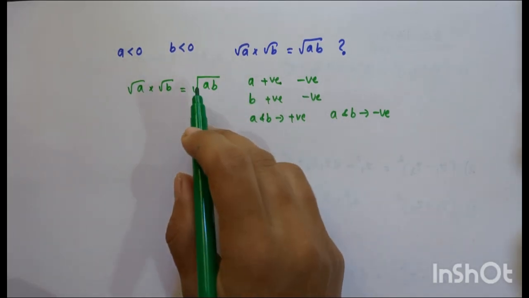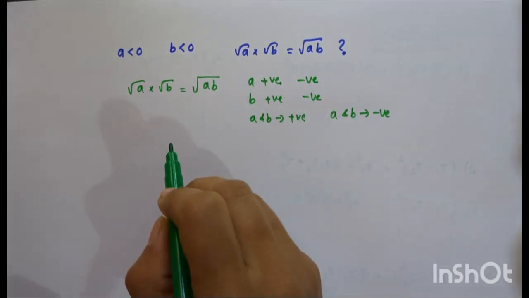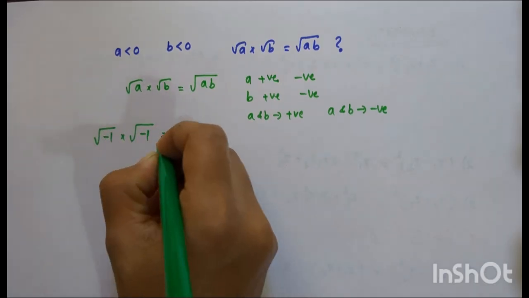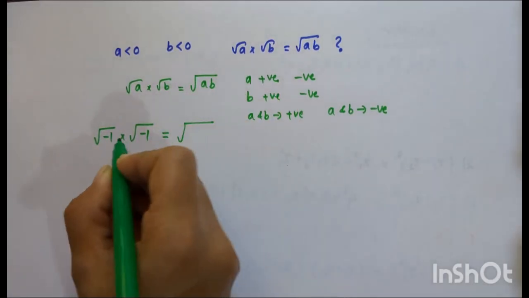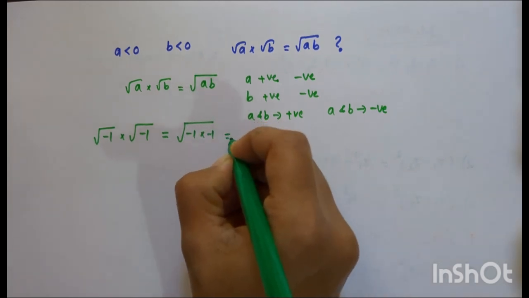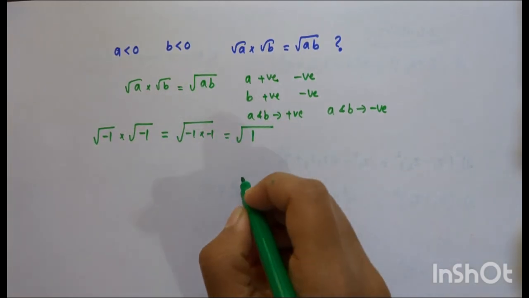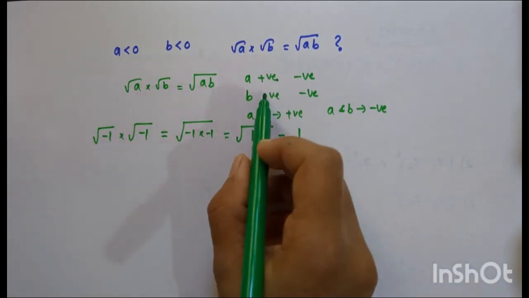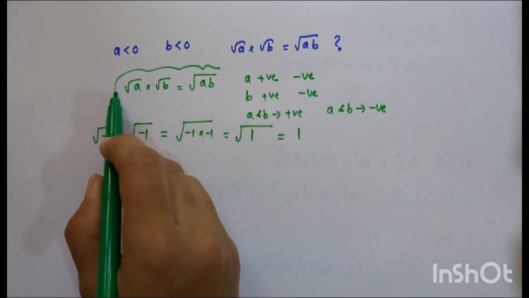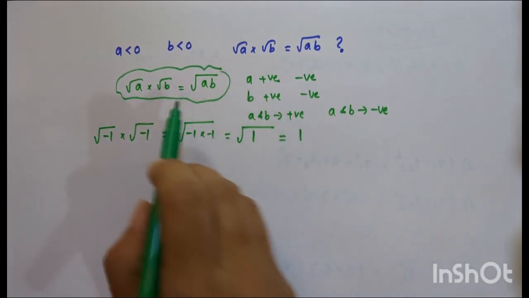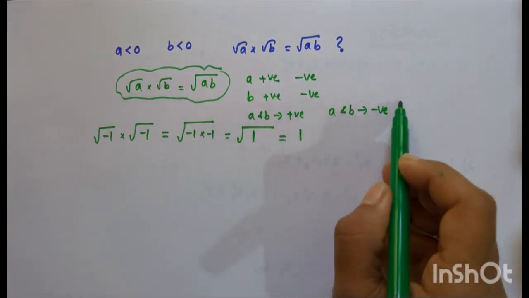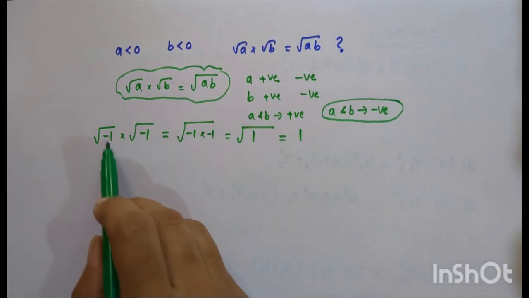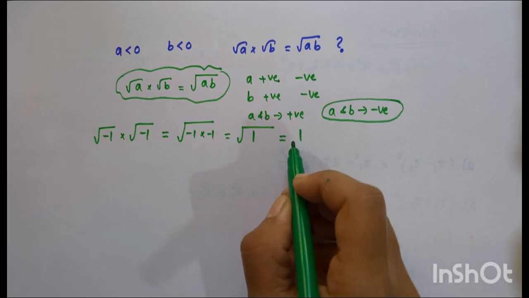If it is true for all these conditions, then we can write square root of minus 1 into square root of minus 1 as square root of a into b, that is minus 1 into minus 1. Square root of minus 1 into minus 1 is square root of plus 1, which is equal to 1. So if this equation is true for both a and b negative, then the square root of minus 1 into square root of minus 1 will be equal to 1.